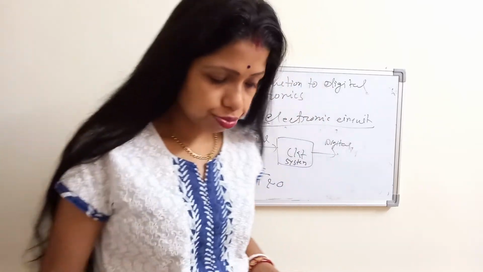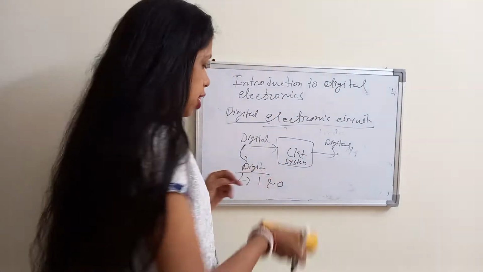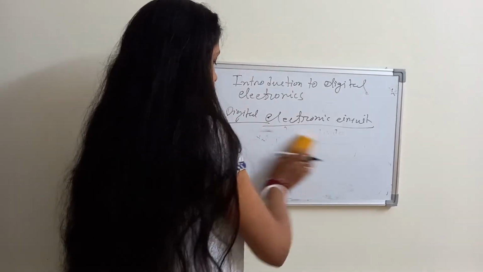What is the origin of the digital signal? What is the difference between a digital signal and the other signal? The other signal means the analog signal. And where can you use the digital signal? This I will tell now.